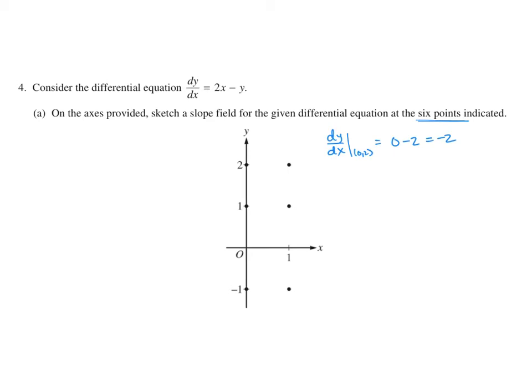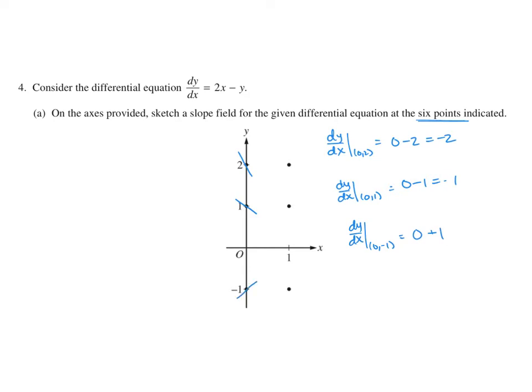Now at that point, we need to draw a little line segment with a slope of negative 2, and these are approximate. We need to do this for each point. So dy/dx at the point (0, 1): 2 times 0, so 0 minus 1, I get a slope of negative 1. So we draw that slope. We skip (0, 0), there's no point there. If I go down to (0, -1), I have 0 minus negative 1, so now I have a slope of positive 1 down here.